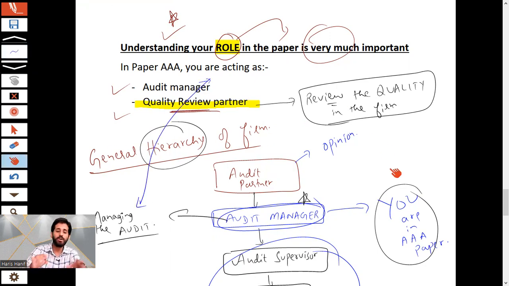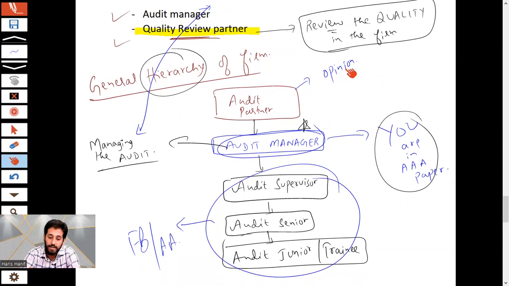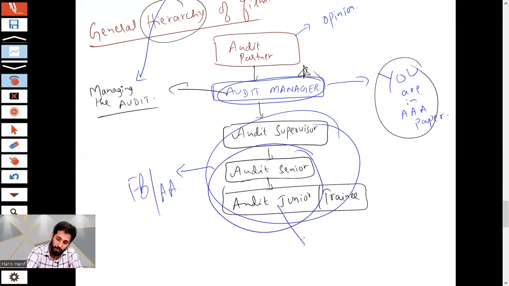Okay. So in your AAA exam, you will be acting either as the audit manager or the quality review partner. Okay, this is basically your role in your AAA paper. And now, audit partner expresses the opinion. Manager manages. Supervisor is actually supervising the line audit, and audit senior and juniors, these two actually apply the procedures. Apply procedures.